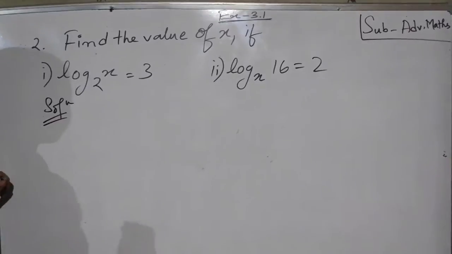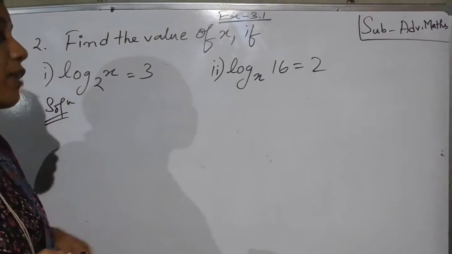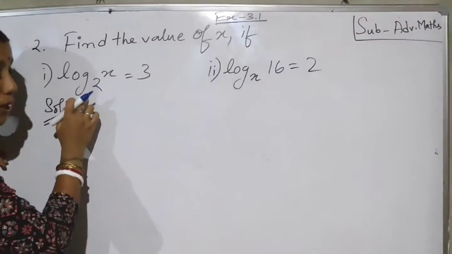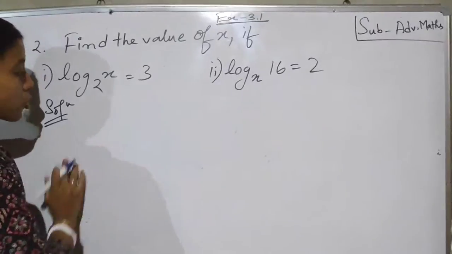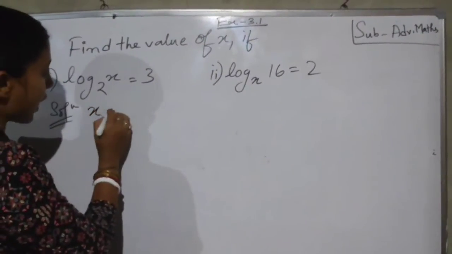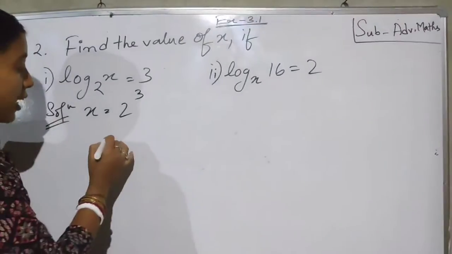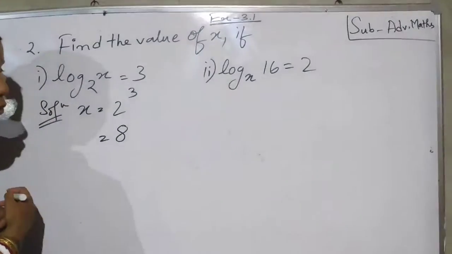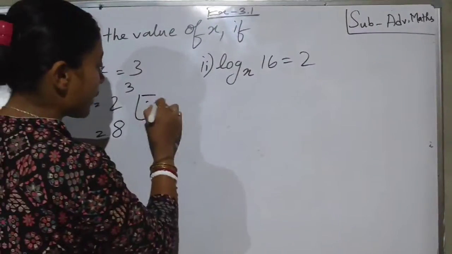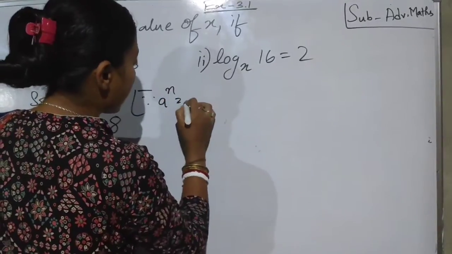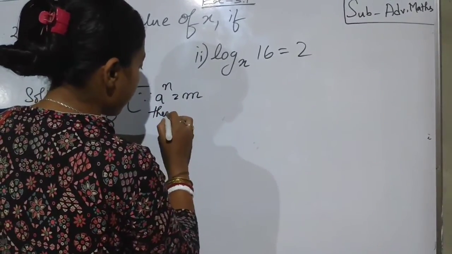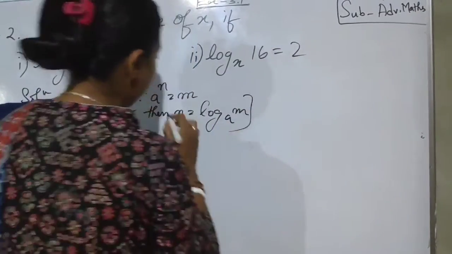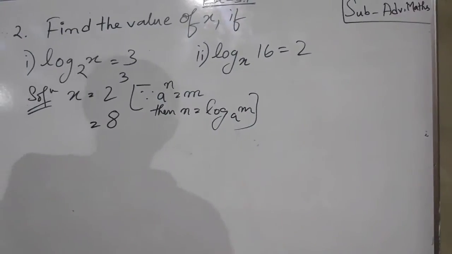So how will we find it? See, this is the logarithm form. We can convert it into exponential form. Log x to the base 2 is equal to 3. So what can we write? We can write x equal to 2 to the power 3. This is the exponential form. So 2 cube is how much? 8. You can write here, since a to the power n equal to m, then we can write n equal to log m base a. This is the exponential form we have converted.